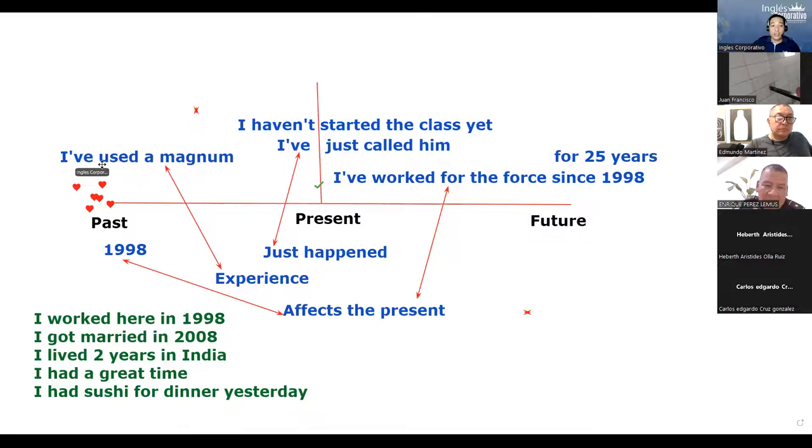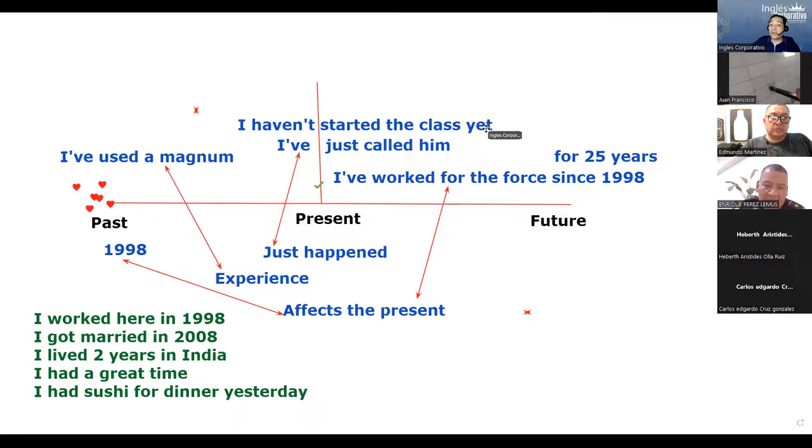Exactly. I used a magnum 44. Forget about the auxiliary, no hay auxiliar. El verbo va en su forma pasada. I used a magnum. I started the class. Aquí ya no puedo decir yet. Okay. Yo comencé la clase.